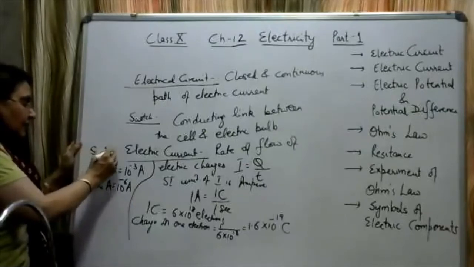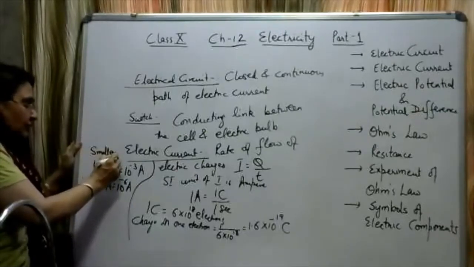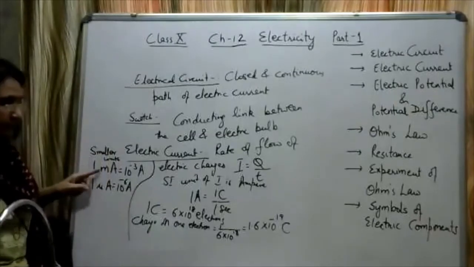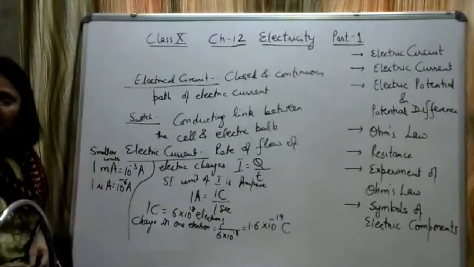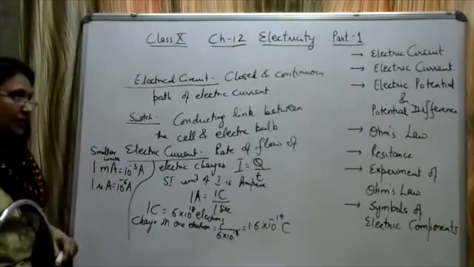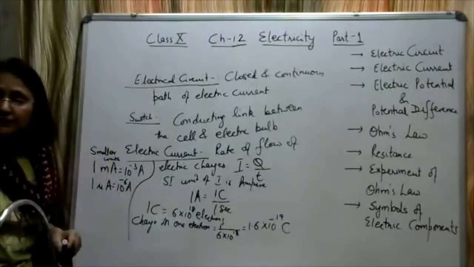Whenever a small current is flowing, we need smaller units to represent current, like milliampere. 1 milliampere is equal to 10 raised to the power minus 3 ampere. 1 microampere is equal to 10 raised to the power minus 6 ampere.